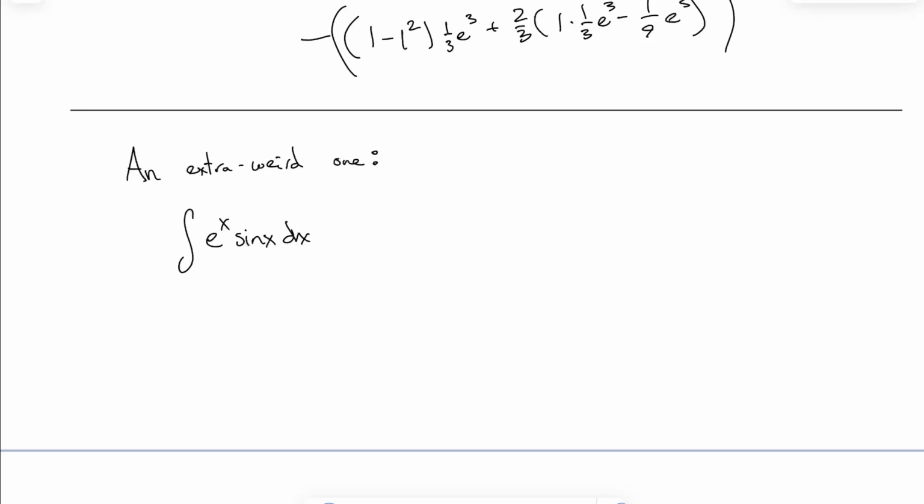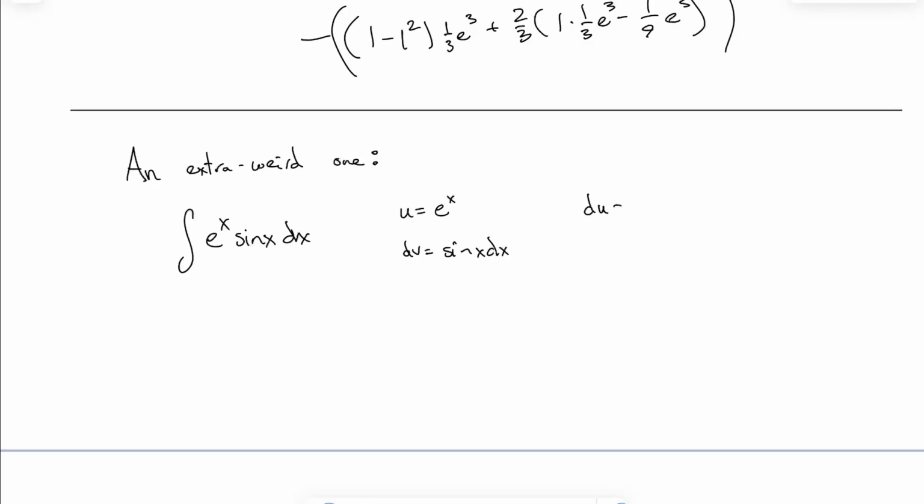E to the x, the derivative is the same. Sine of x, the derivative is cosine, which might as well be the same in terms of how complicated it is. And the same is true of the dv. Neither of those changes much when you take the antiderivative either. It turns out in this example it doesn't really matter how you choose it. So I'm just going to do u equals e to the x, dv equals sine x dx. You can do it either way around and you will get the same answer. But anyway, let's do the rest of it.